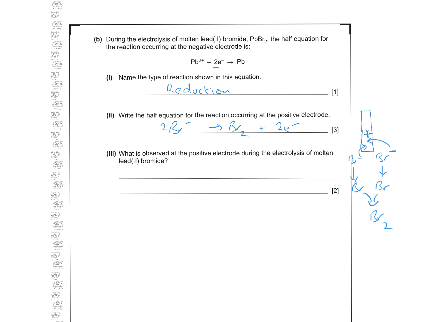And it's usually written that way. You could have put the electrons over on the left. So just to say, you could also have that. Part 3, what's observed. I've already referred to this. Because bromine gas is given off, you're going to see a red-brown gas. I don't say red or brown on its own.